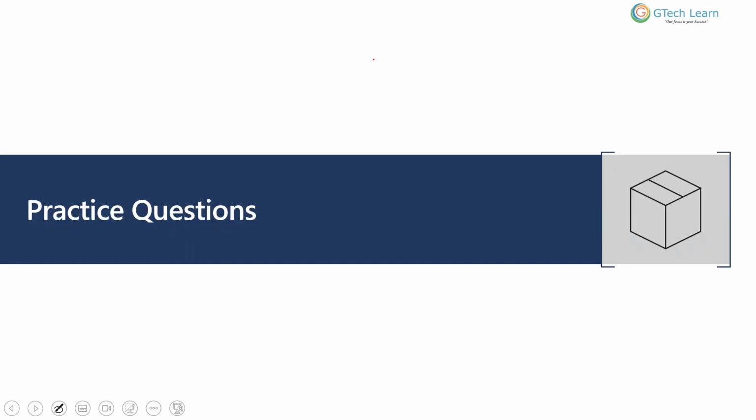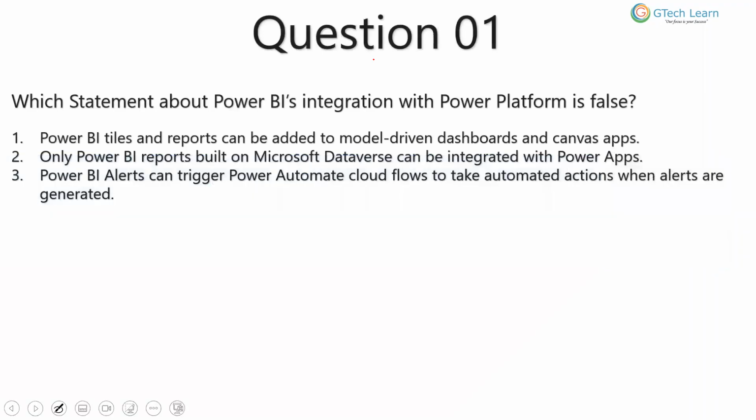Okay, so let's move ahead with the very first question of this section. The first question is: which statement about Power BI integrations with Power Platform is false? Option one, Power BI tiles and reports can be added to the model-driven dashboards and the canvas app, or option two, only the Power BI reports built on Microsoft Dataverse can be integrated with Power Apps, or option three, a Power BI alert can trigger a Power Automate cloud flow to take automated actions when alerts are generated. So your answers in the chat, please.